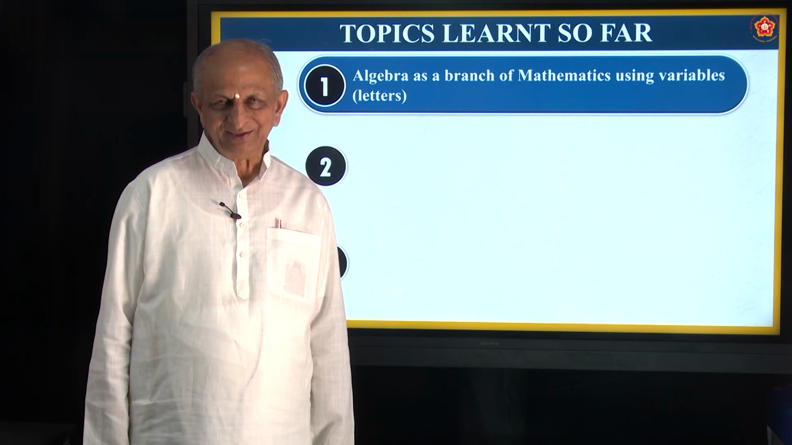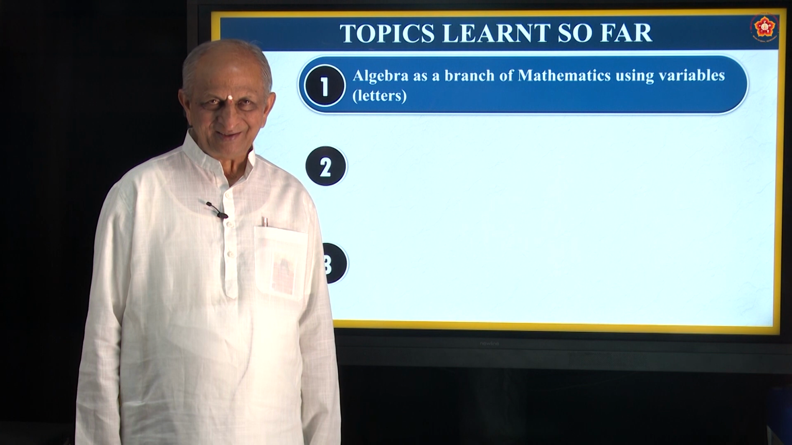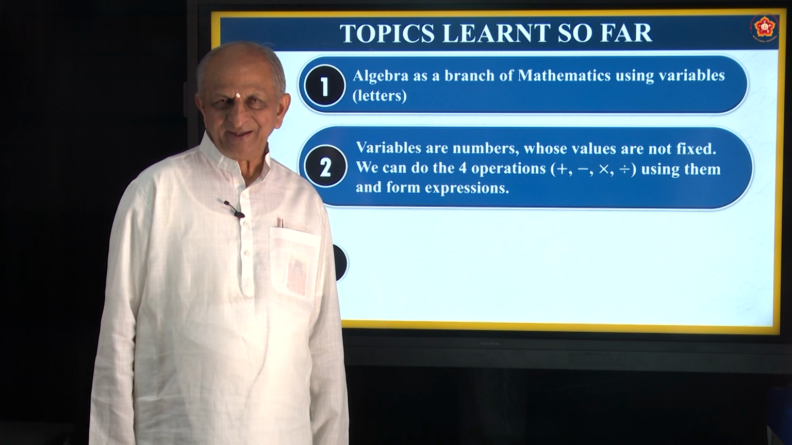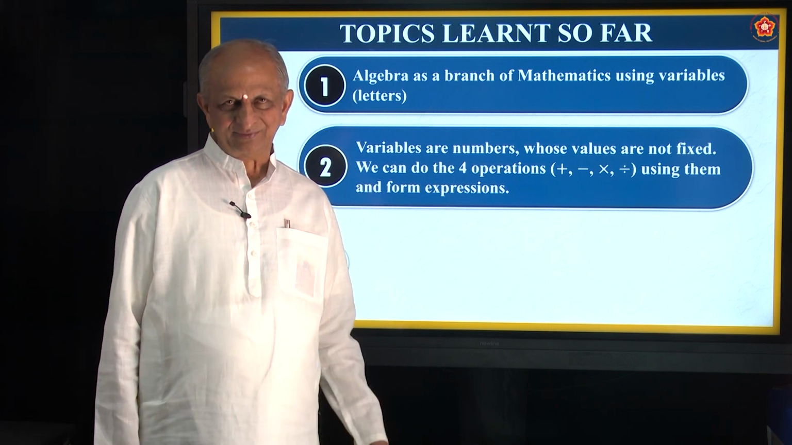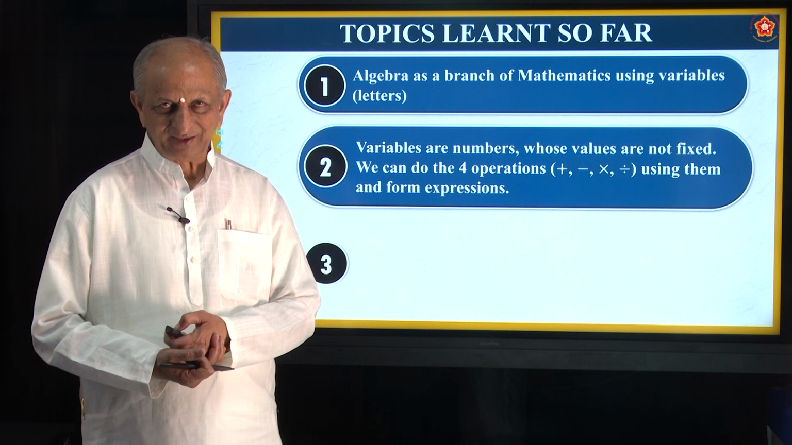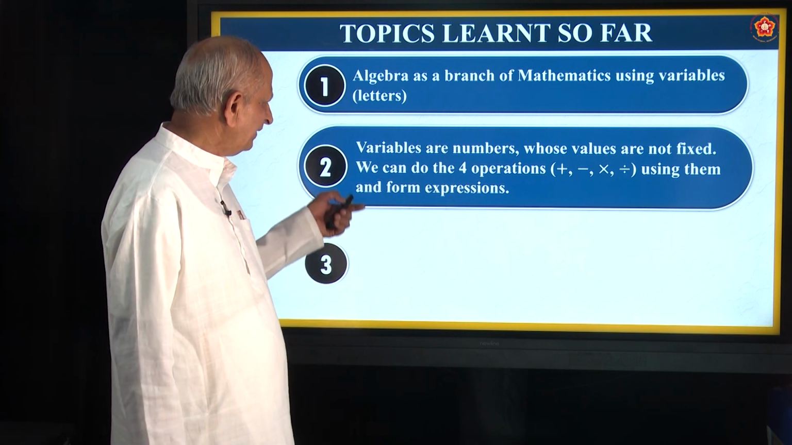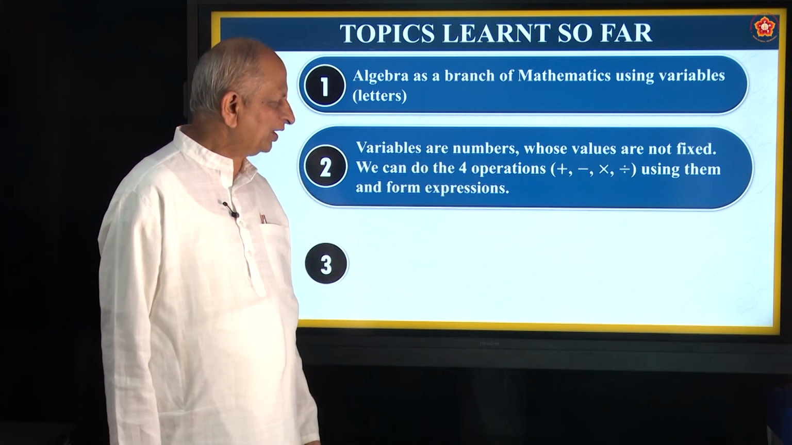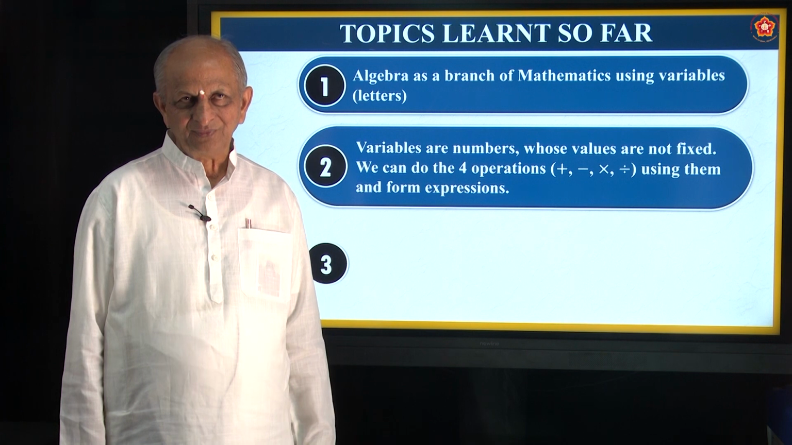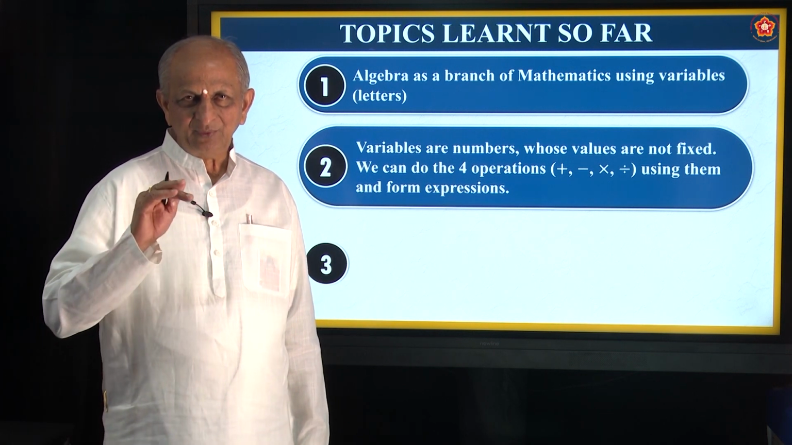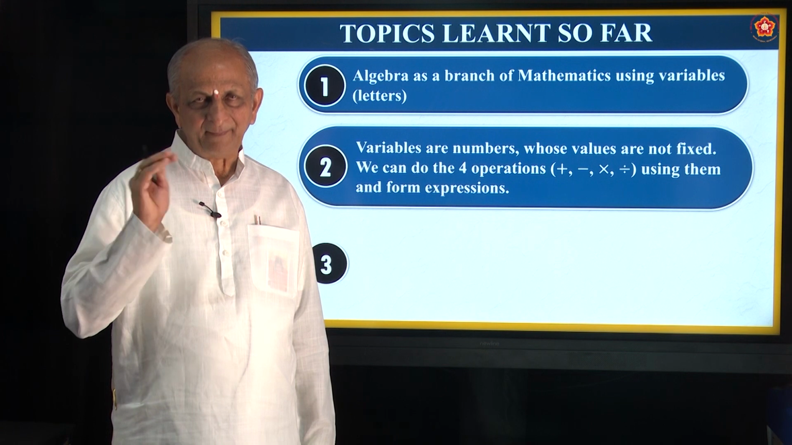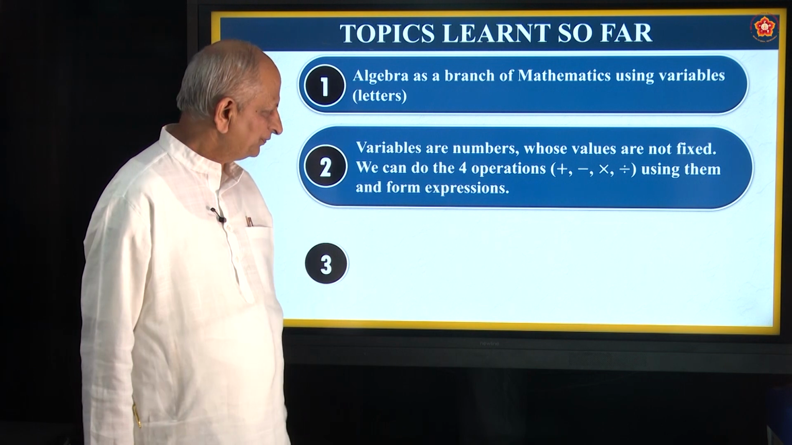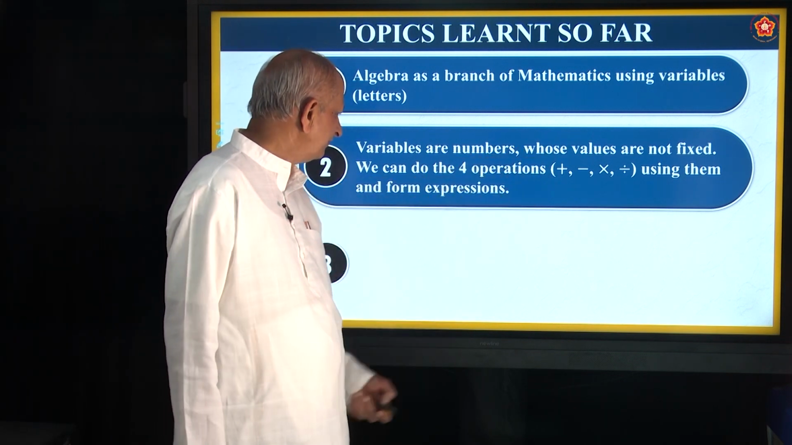Can you name some letters in English? Yeah, A, B, C, D, X, Y, Z and so on. Is it not? Already you were introduced to it last year, correct? And what are variables? They are letters whose values are not fixed. So when you say A, the value of that A can be any number, maybe 1 or 2 or 100 or half, anything, no? So that is what is called not fixed.